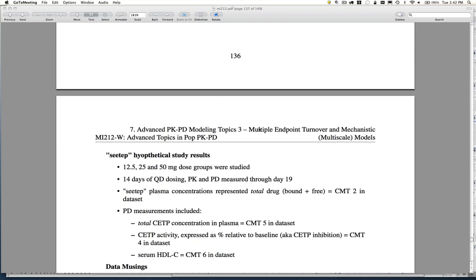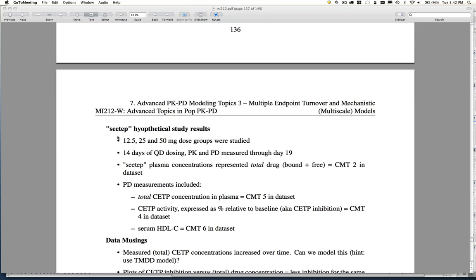So I've come up with a hypothetical drug I've called CTEP, given at 3 doses here, 12.5, 25, and 50 milligrams. 14 days of dosing. We've got PK measurements and PD measurements through day 19, so past the end of dosing. And a couple of notes about the PK and the PD here. So we have the PK, so these plasma concentrations actually represent the total drug. So the amount that's bound, or the amount that's free, and also the amount that's bound to CETP.